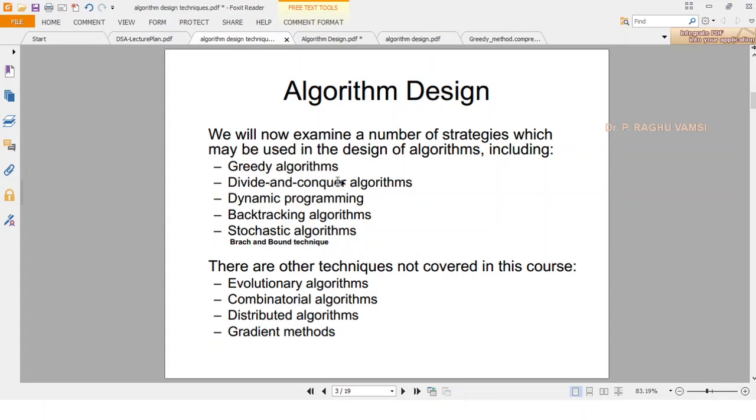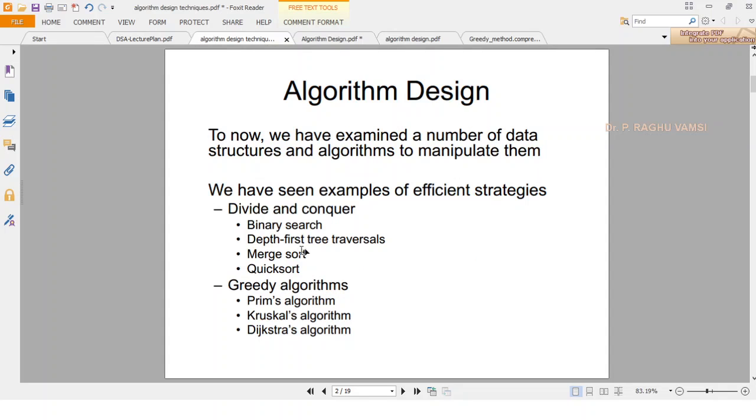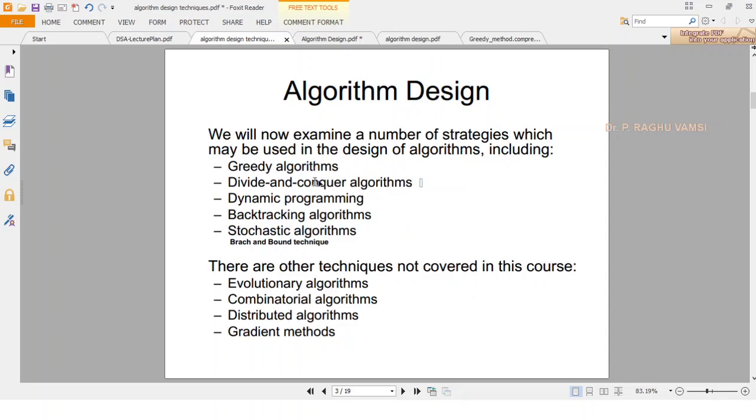Anyhow, the divide and conquer technique we have covered. Examples of divide and conquer methods are merge sort, quick sort, binary search, depth first search traversal. All these techniques fall under the divide and conquer method. So the remaining ones are backtracking, branch and bound, greedy, and dynamic programming. These four categories we are going to see in our course. Stochastic means some randomness will be there. This one also we are not discussing in our course.